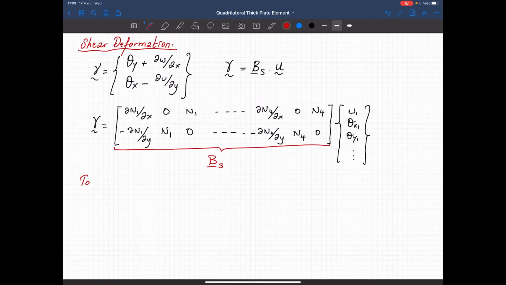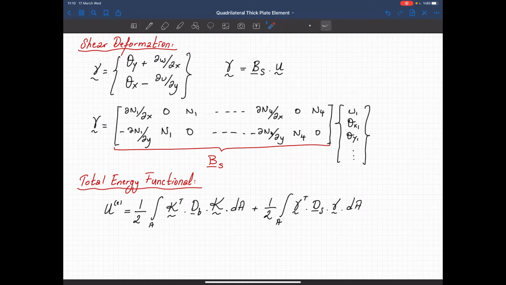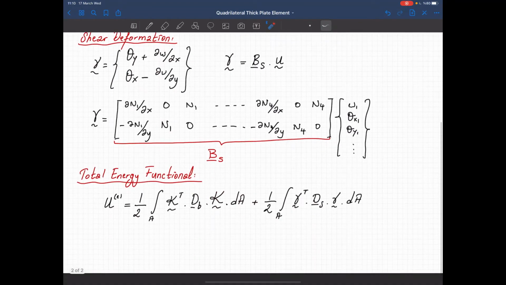Now let's take a look at the total potential energy function one more time. For the internal strain energy, we have written the following: 1 over 2 integral over the area, curvature transpose multiplied by the material matrix for bending multiplied by the curvature and integrated over the area, plus the second term is for shear, shear strain multiplied by the material matrix for shear multiplied by the shear strain itself integrated over the area. So let's put these two, this one and this equation, into that equation.